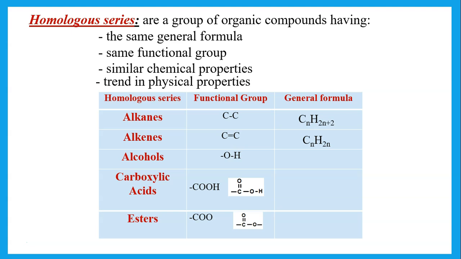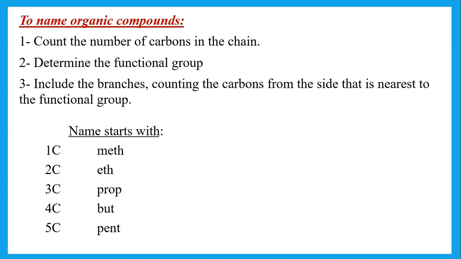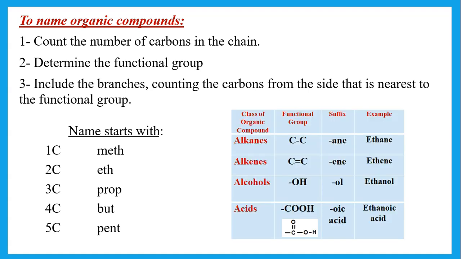So we already talked about alkanes and alkenes in Unit 1. We're now going to talk about alcohols, acids, and esters. I'm going to remind you again, how do we name organic compounds? We said we count the number of carbons. So if we have 1 carbon, the name should start with meth, 2 is eth, 3 is prop, 4 is but, 5 is pent. And then we determine which functional group we are talking about.